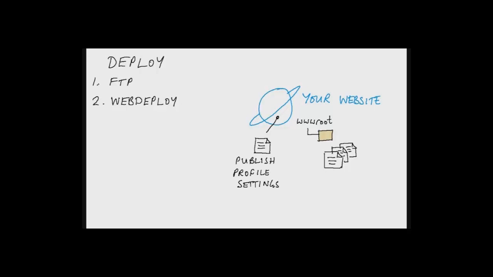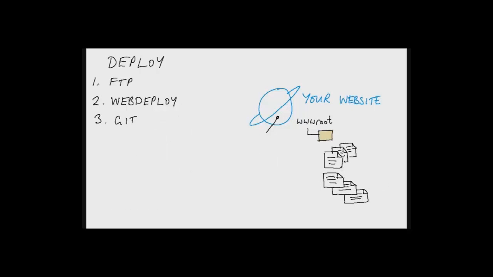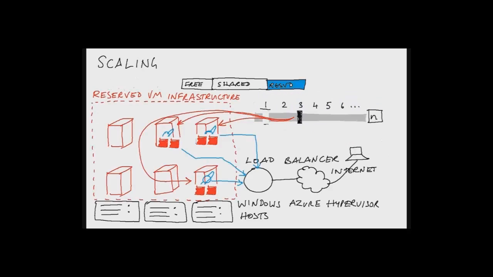Okay, the guaranteed availability that you get for free and shared is 99.9%. If you go into reserved mode and you have more than one instance, then it's 99.95% availability. So there's a service level agreement on that. I'm going to have to go back and do that slide there again.